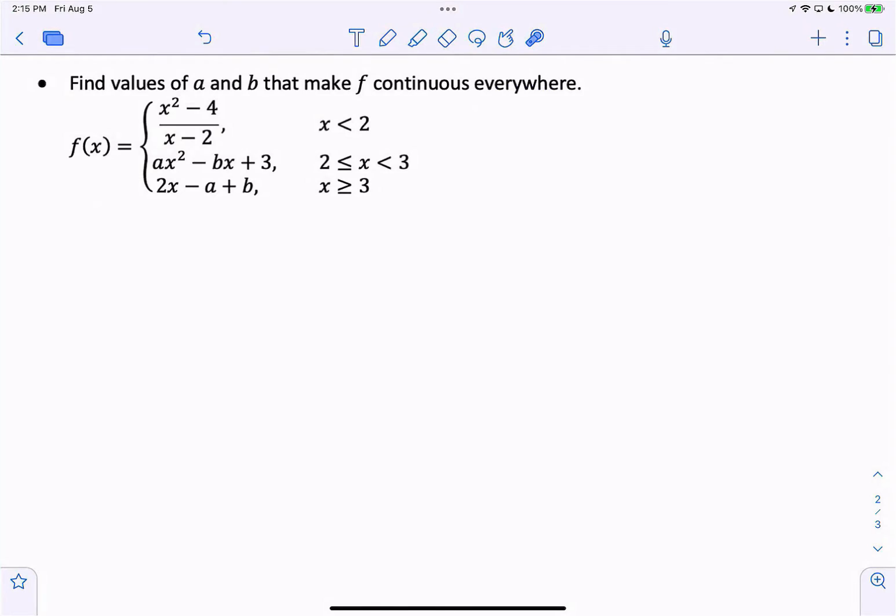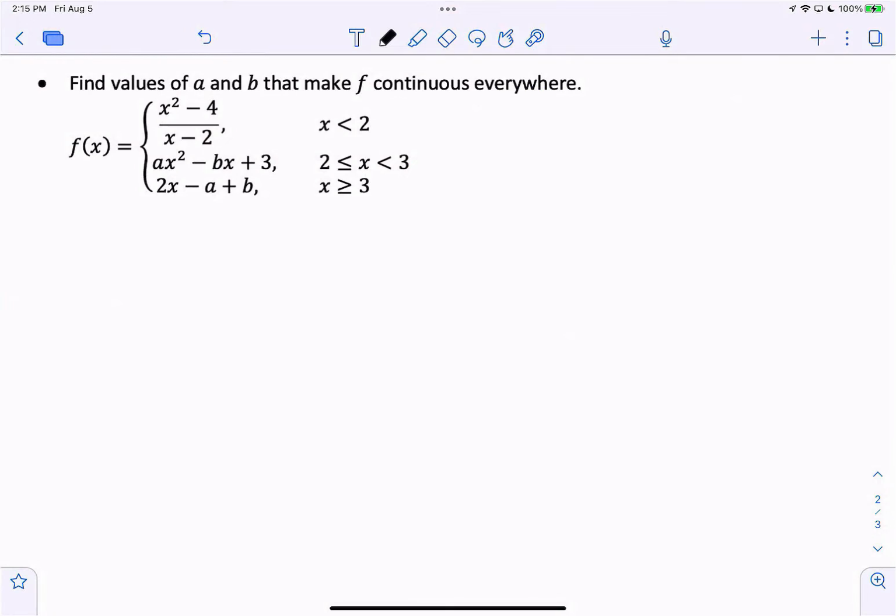Here we have an exercise where we're asked to find values of a and b that make a function f continuous everywhere. And our function f is piecewise defined. We have that f of x is equal to (x squared minus 4) over (x minus 2) if x is less than 2, a x squared minus b x plus 3 if x is between 2 and 3, inclusive at 2, and it's equal to 2x minus a plus b if x is greater than or equal to 3.